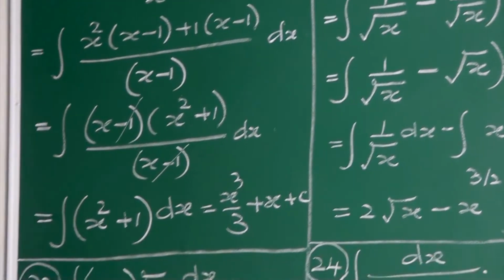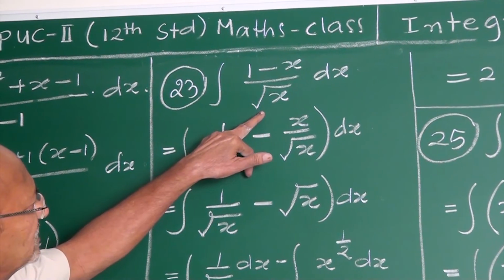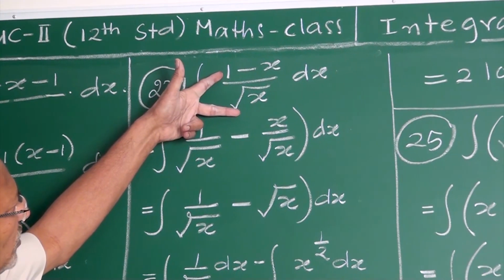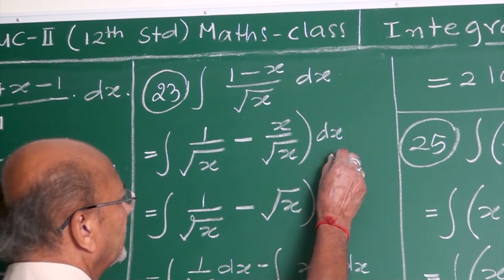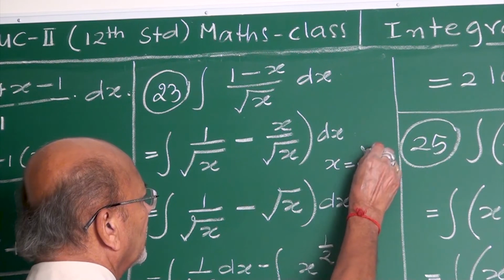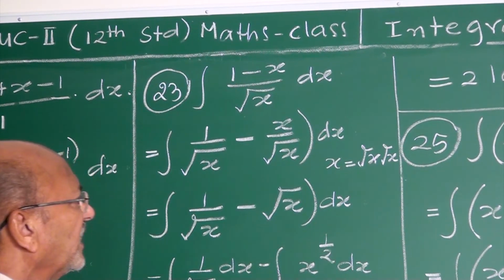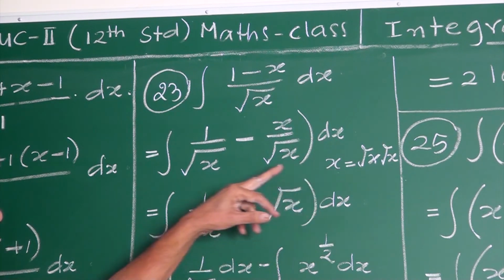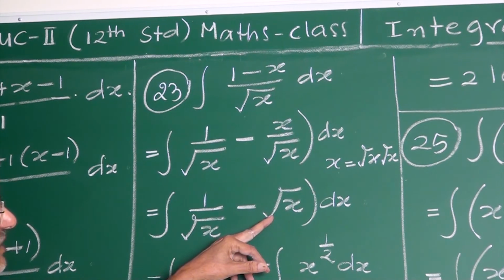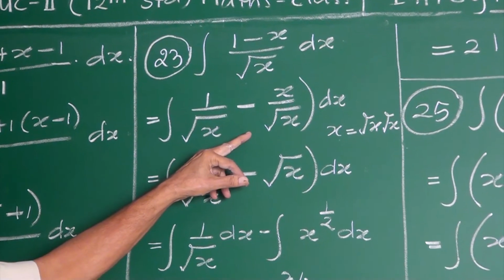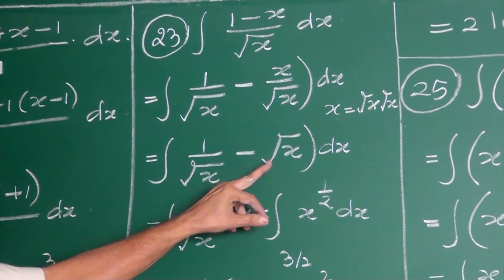Here you had a multiplication by root x, but in this case it is a division. 1 minus x upon root x. This is 1 by root x minus x upon root x. This x can be written as root x into root x. Divide by root x means one root x cancels. You are left with root x. So after simplifying this, 1 by root x minus root x.